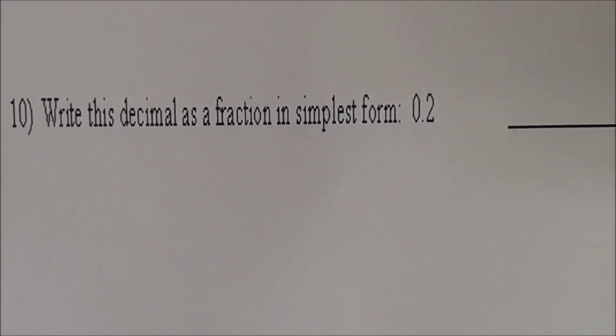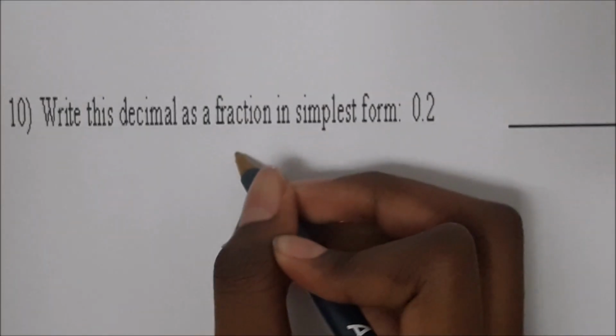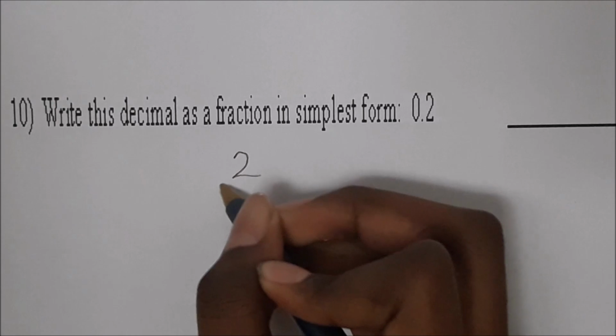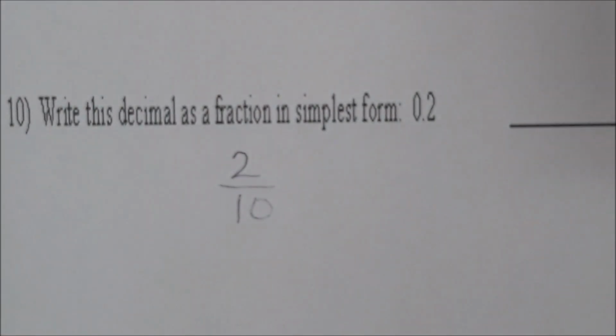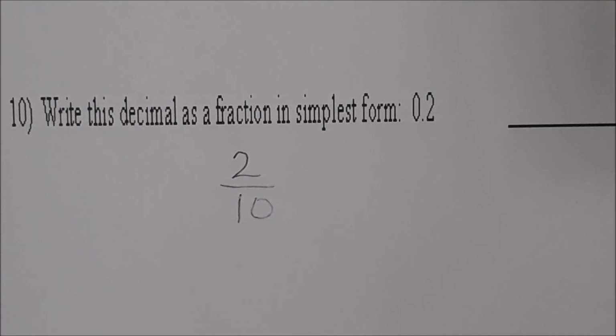Number 10, read it. Write this decimal as a fraction in simplest form. And what's the decimal? 0.2. Okay, go ahead and write it. Before you do it in simplest form, write it there for me. 2 over as a fraction. 2 over 10. Okay, and because it's 0.2, so that 2 is over 10, tenths.